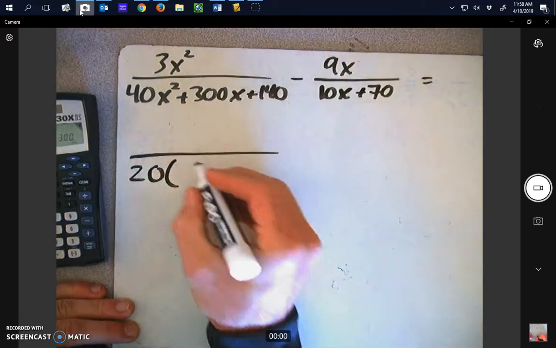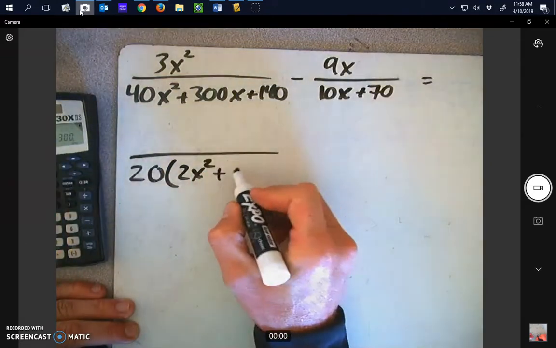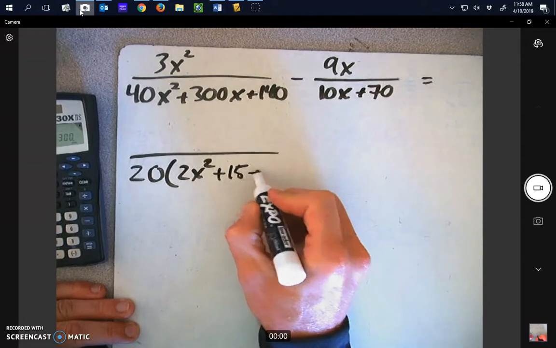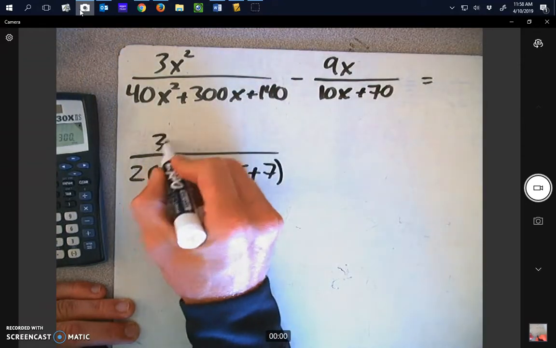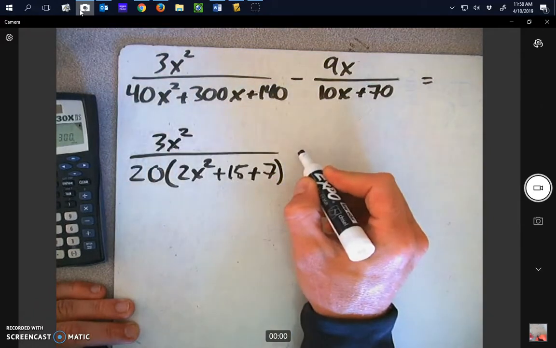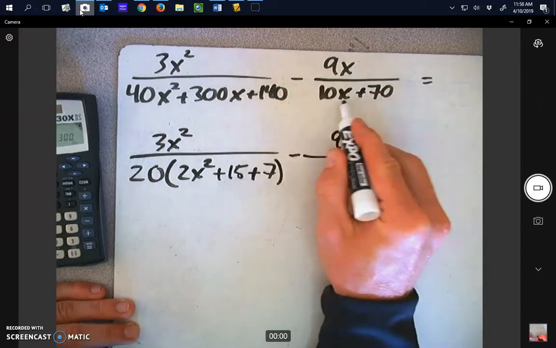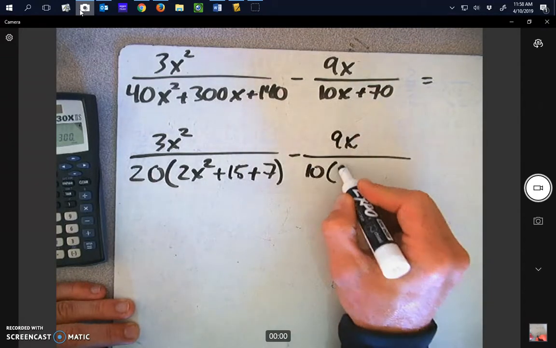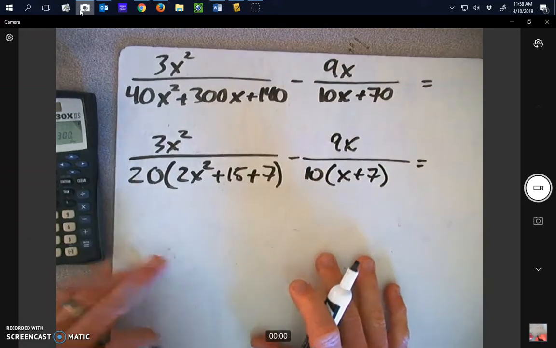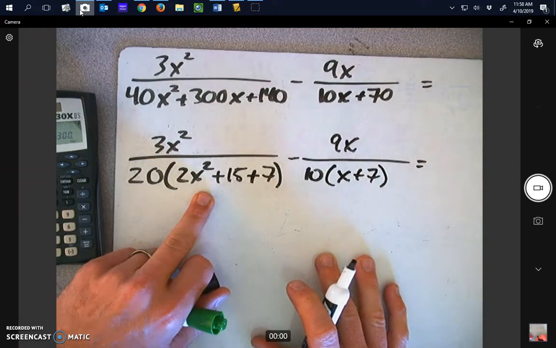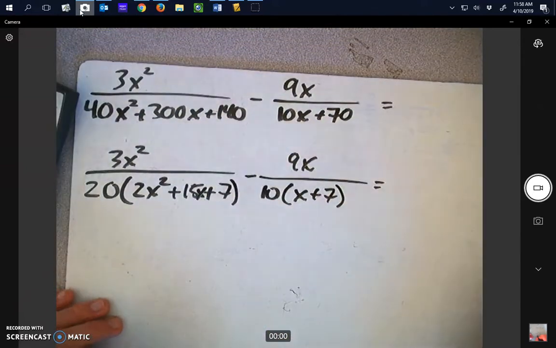So 20, and we're left with 2x squared plus 15. And then 20 times 7 is 140 with 3x squared up top still. Minus 9x. Over here we can pull out a 10. So put 10 out front. X plus 7 and equals. All right, so now we still have one more thing we have to factor here. 2x squared plus 15x plus 7.